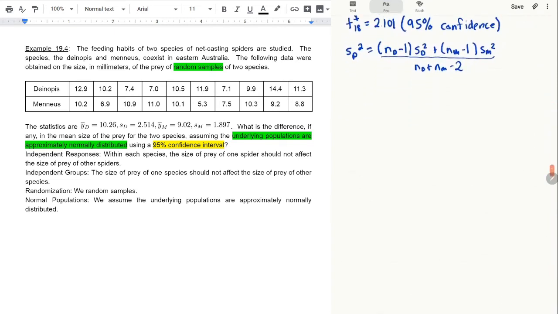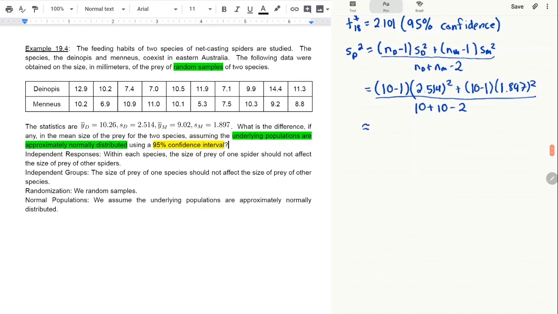Okay, so our sample sizes are 10, so what we have is 10 minus 1. The standard deviation for Dinopus was 2.514. So we square that, then we add it to 10 minus 1. And then the standard deviation for Menaeus is 1.897 squared. We divide all of that by 10 plus 10 minus 2. Okay, so our pooled variance is 4.9594.